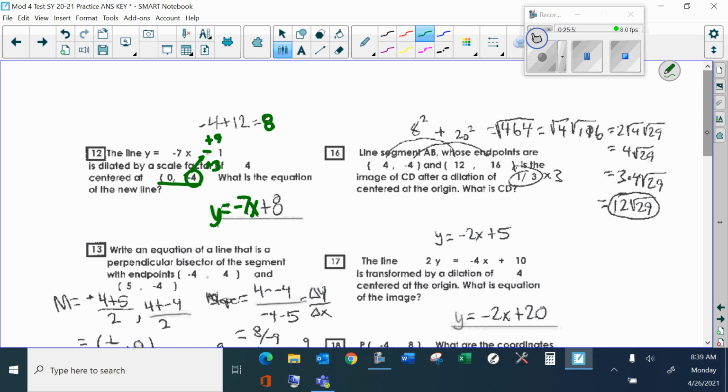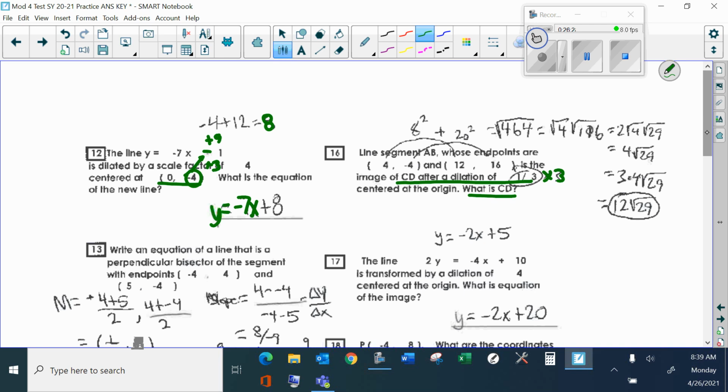Okay. Number 16. The endpoints (4, -4) and (12, 16) are the image. So this is the image after a dilation of 1/3. CD, therefore, is 3 times that distance. The reciprocal of 1/3 is 3. So the image got 1/3 smaller. Therefore, to get back up to the original, I have to multiply by 3. That's the reciprocal always. Center at the origin, what is the length of CD?